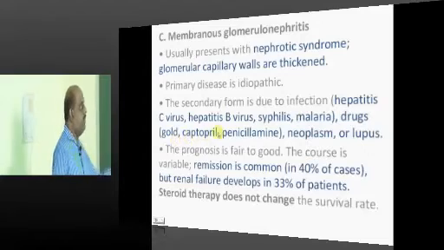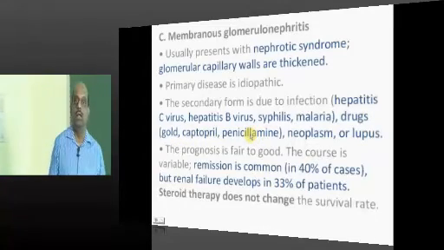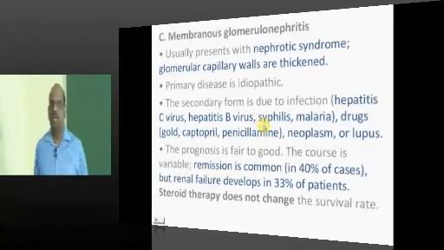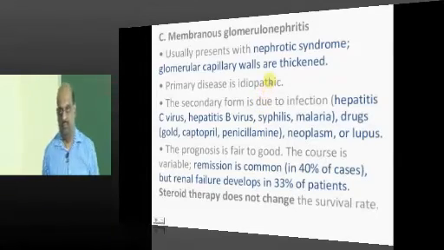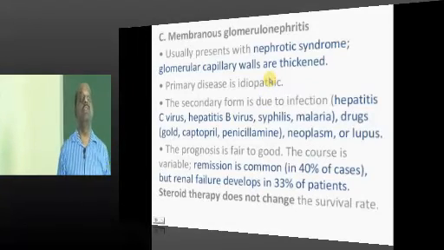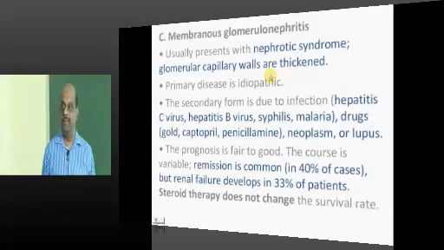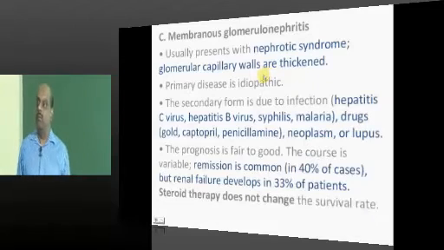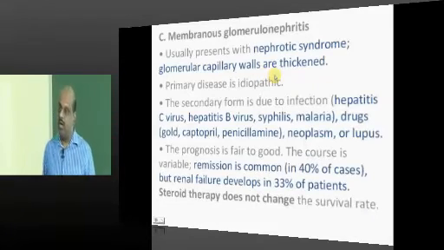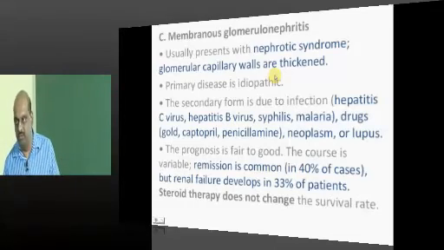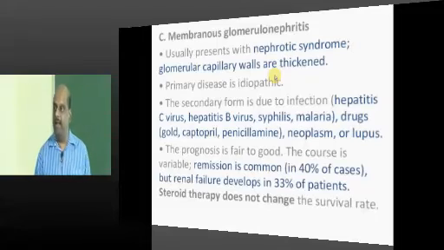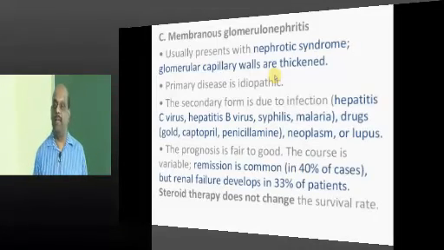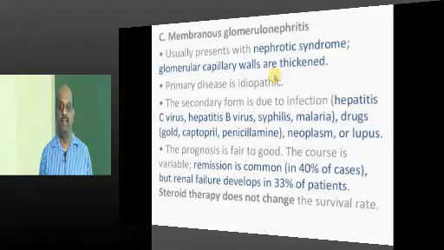Drugs like gold, captopril, penicillamine. And always remember, any elderly patient presenting with nephrotic syndrome should not be sent home simply like that. Why? Because generally nephrotic syndrome is due to diabetic nephropathy. But he is an elderly person, let us say he has no history of diabetes but presented with nephrotic syndrome. He deserves a renal biopsy.